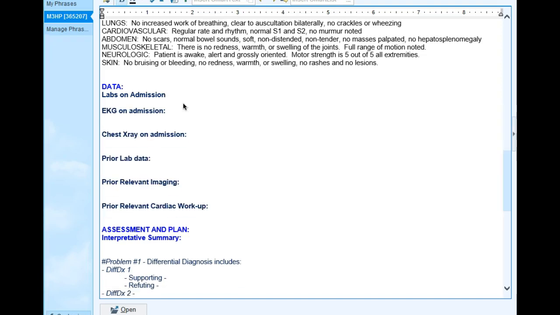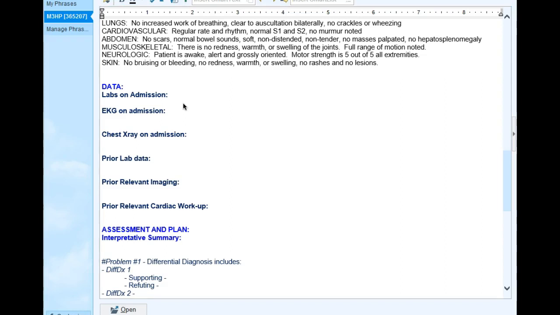If a patient has had an EKG on admission, and almost all of them have, you should interpret it yourself. Same thing with a chest x-ray. If patients had a chest x-ray on admission, you should interpret it yourself and put that interpretation in.